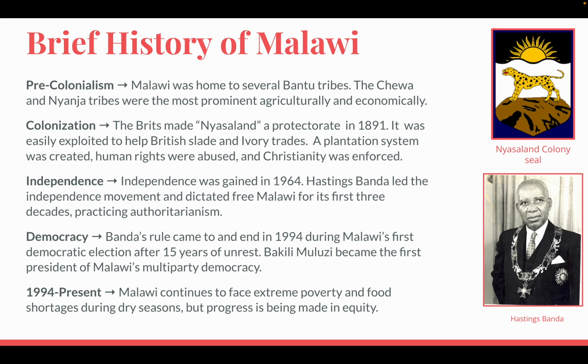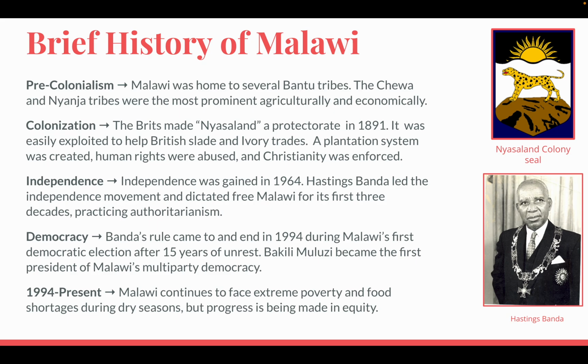He was then the dictator of Malawi for the first 3 decades, but this wasn't necessarily a huge improvement for human rights, as Banda was known to practice a very authoritarian type of leadership, and human rights were still abused widely. So his rule came to an end in 1994, and Malawi held their first democratic election after many, many years of unrest as people were growing impatient with how Banda executed his power, as it wasn't much of a difference from how the Brits were operating as a colony.